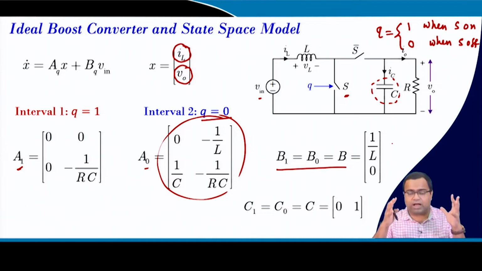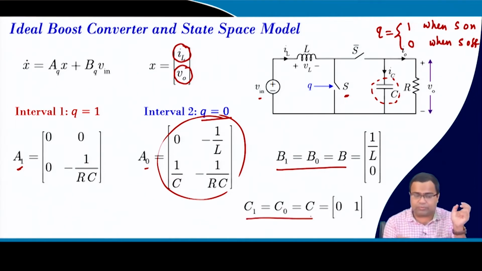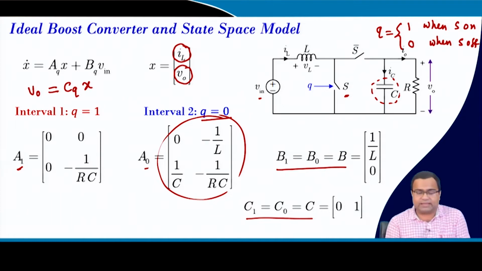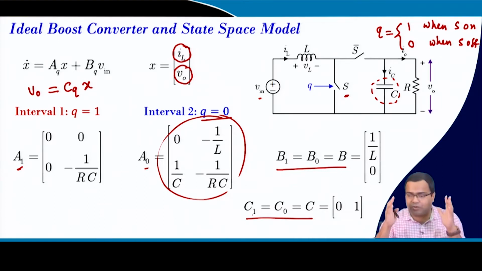And since we are talking about the ideal boost converter, the C matrices are also common, because what I have not written is V0 equal to C_Q into x, where Q equal to 1 gives C1 and Q equal to 0 gives C0. For an ideal boost converter they are the same, but for a practical boost converter, if we incorporate the ESR of the capacitor, then there will be a discontinuity in the output voltage ripple, and that will make the two output matrices C1 and C0 different due to the ESR. But here we are talking about the ideal converter, though we can do it for the practical one also, no problem.